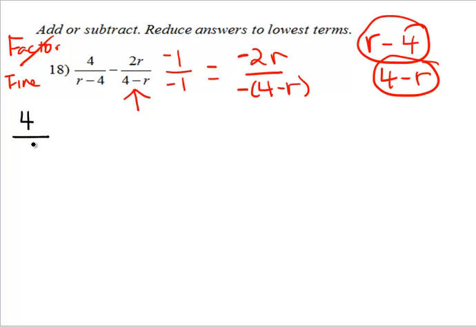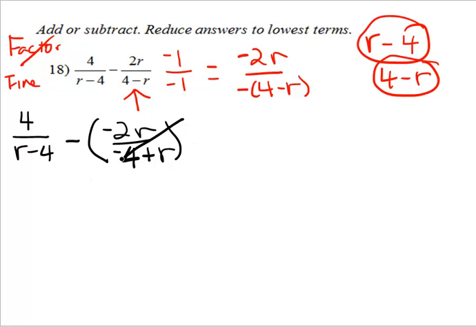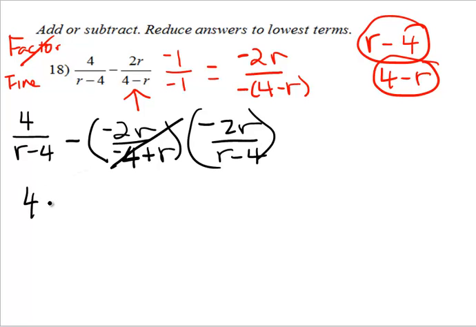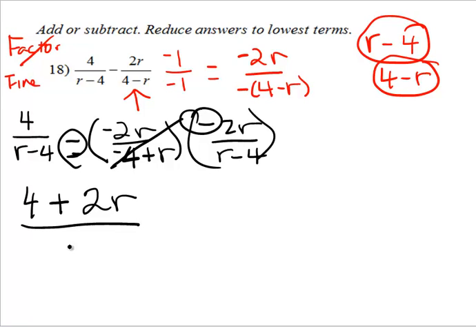Okay, so let's come down here and rewrite everything. So we have 4 over r minus 4 minus -2r over, and let's fix that, -4 plus r, which I can redo as -2r over r minus 4. So I have 4 plus, because a minus is a plus, 2r over r minus 4.